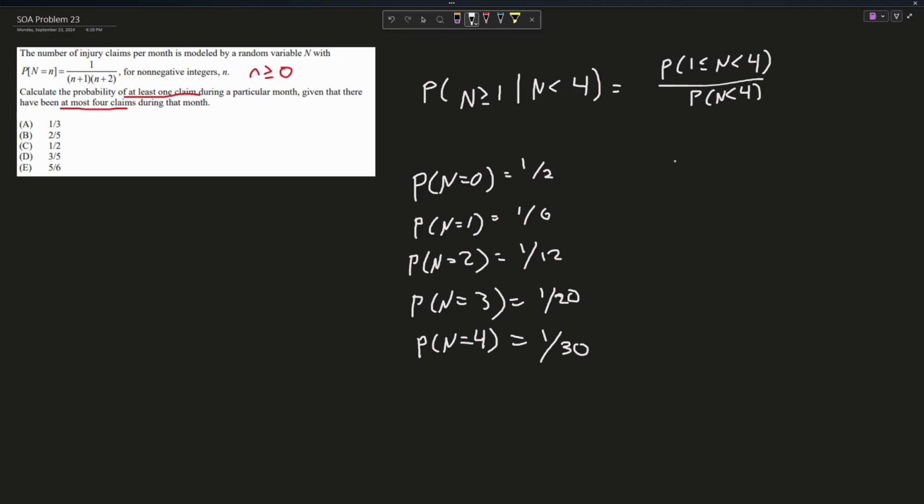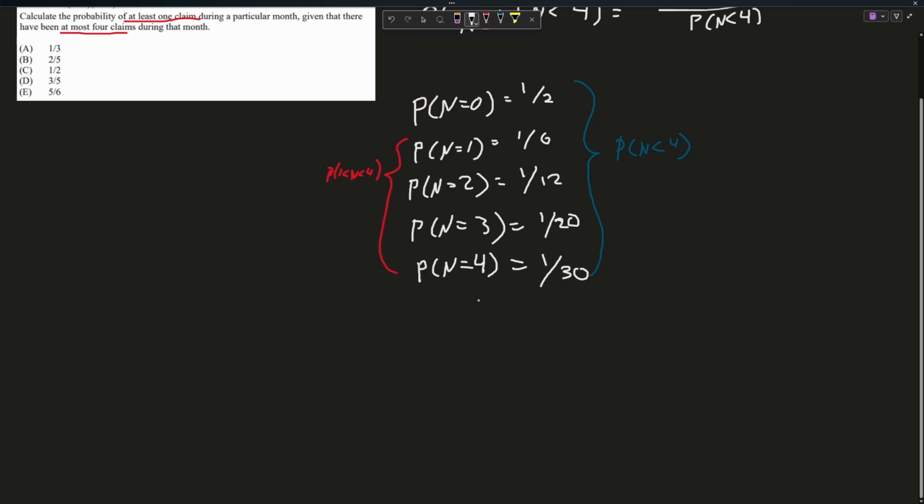And then, so our numerator is going to be this right here, and our denominator is going to be this right here. So this is the probability N at most 4, and the left side is the probability of 1 through 4.